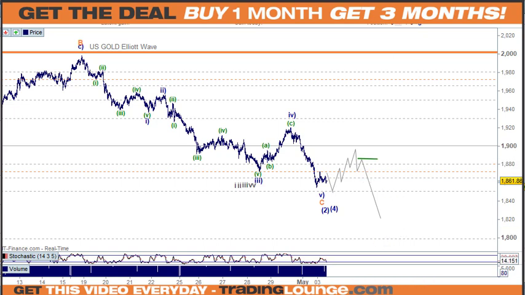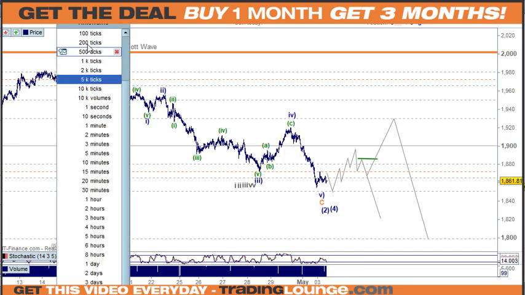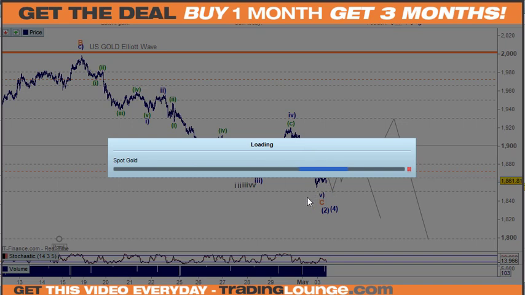But it doesn't get us out of the woods. We may end up with a corrective rally here and then another move down, and I want to talk about that shortly. But first of all, I'll just move into the 100 ticks and have a look at how we've counted this down here and what's expected.